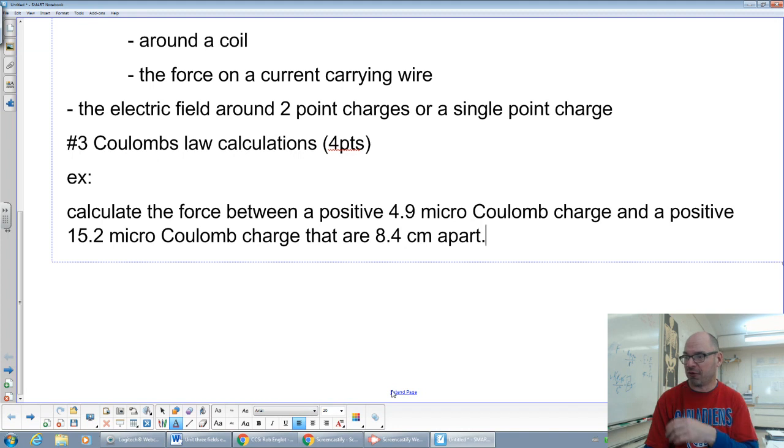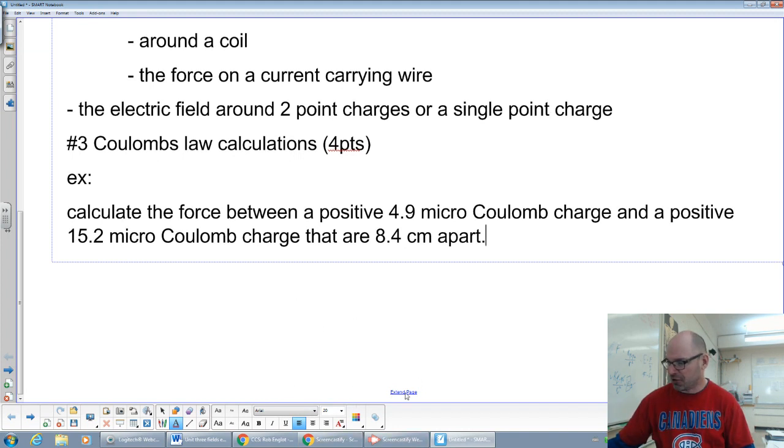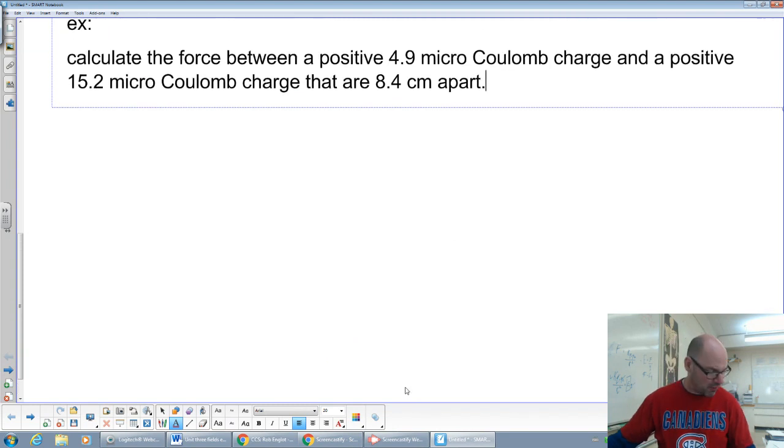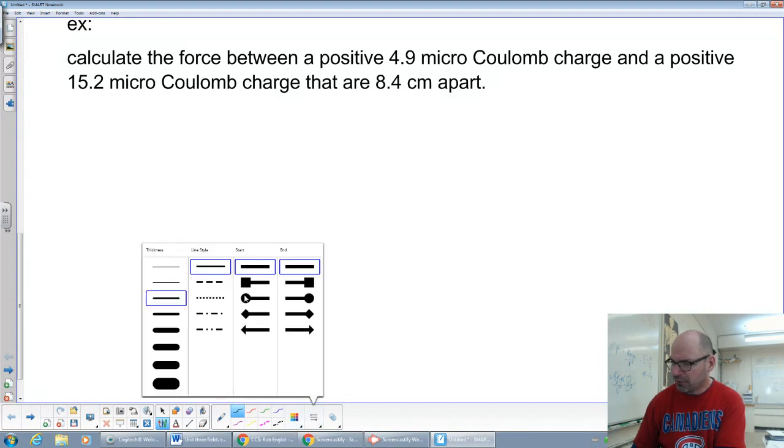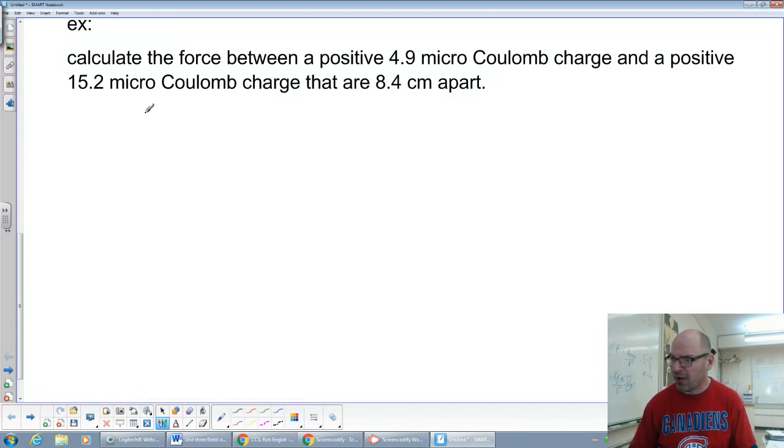And I would have another one in there as well, maybe not calculating force, but maybe calculating a missing charge. Okay, so how do you do that? Well, we got to use Coulomb's law. So that'll be on the exam, obviously. You don't have to worry about it. So if you want to try that one, you can. You can pause it and try it, or watch me do it. It's up to you.